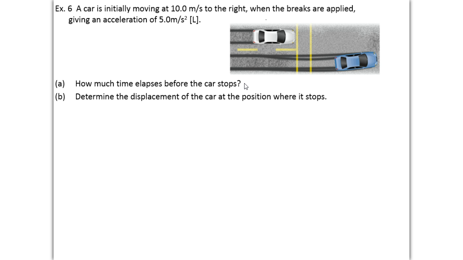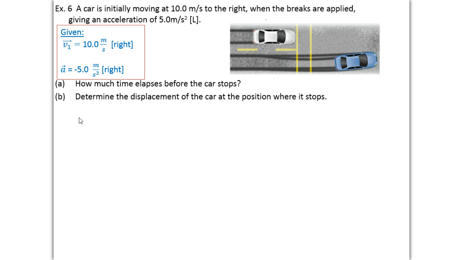What we want to find out now is how much time passes before the car stops. Well, let's look at the information first that you're given. You're told that the velocity of the car is 10 meters per second to the right. The acceleration, though, is negative 5.0 meters per second squared to the right. Directions have to match. Here it was left, we have to change it to right. When we change the direction, we change the sign, so from positive to negative.